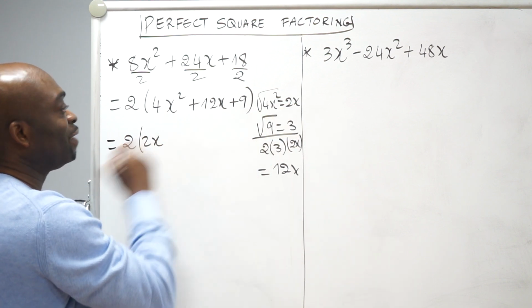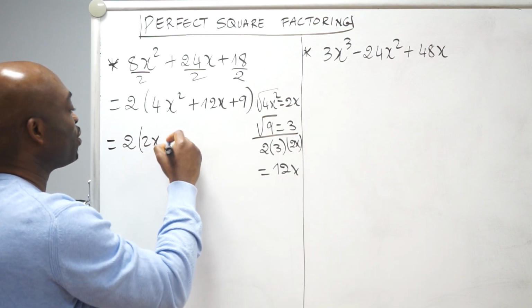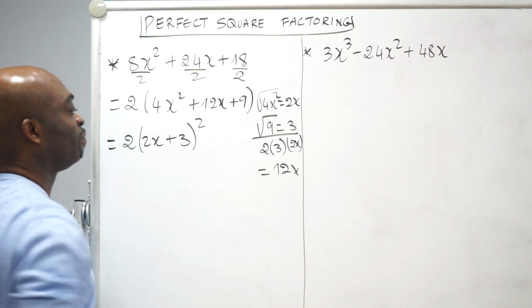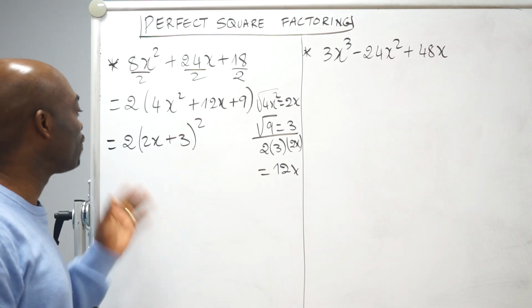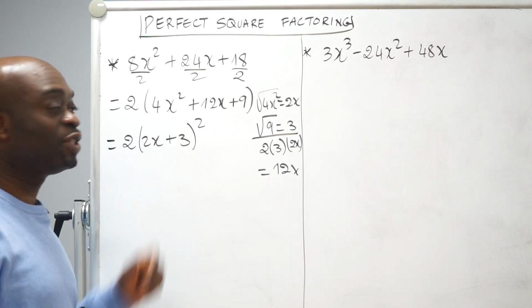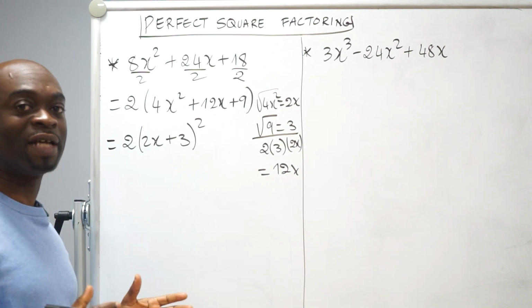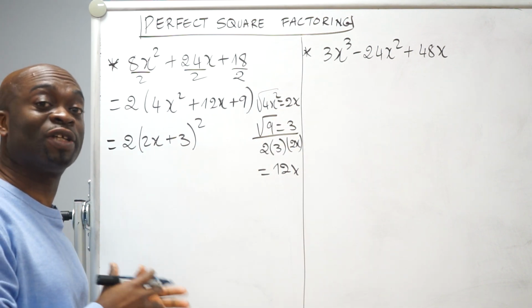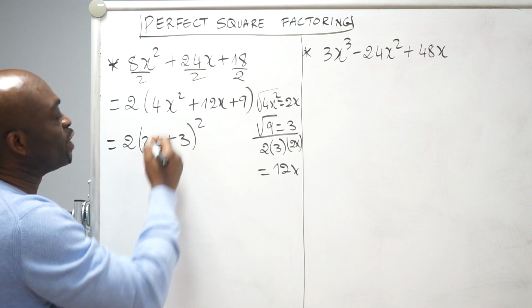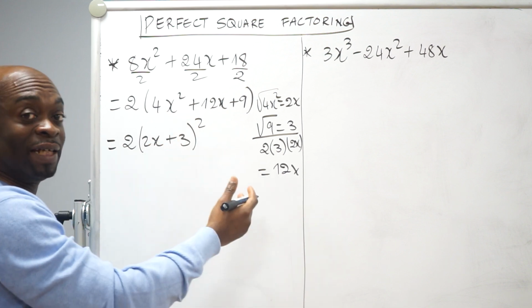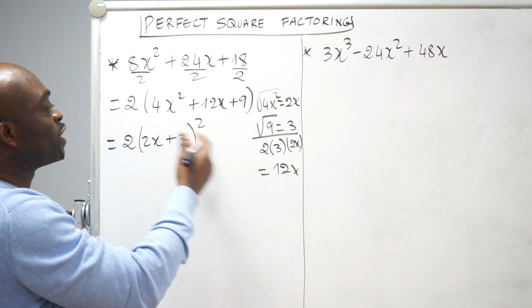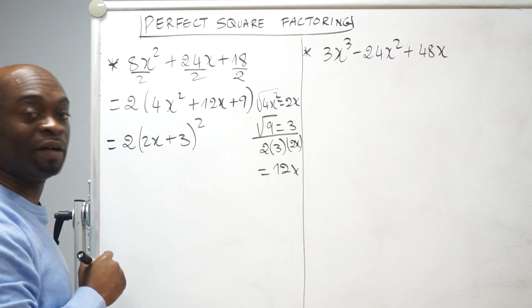2x is your A, and then your B is 3, and then you square it. So you have parentheses, 2x plus 3, squared. That's it. Now, if you want to check it just to make sure that you get it right, take this again and expand it. Once you expand it, you should be able to get that problem back.